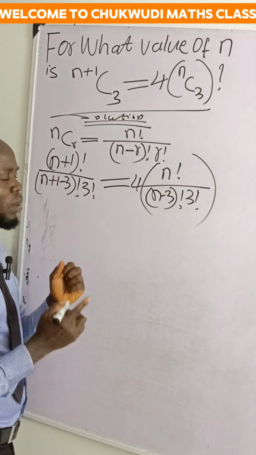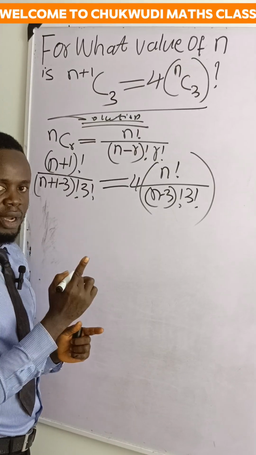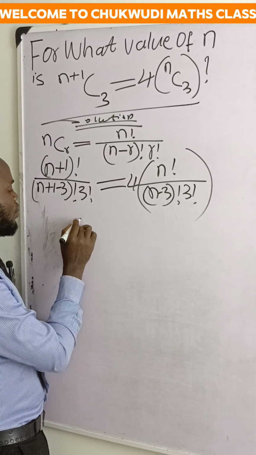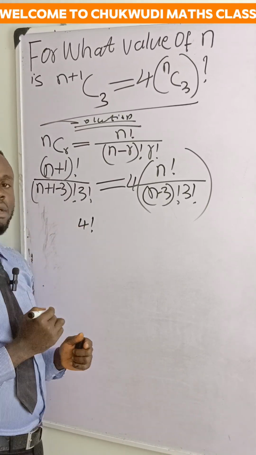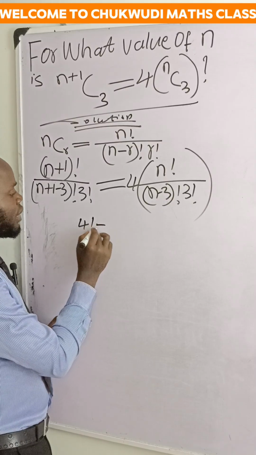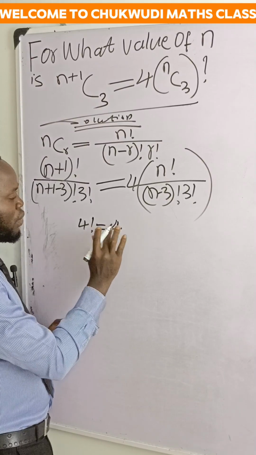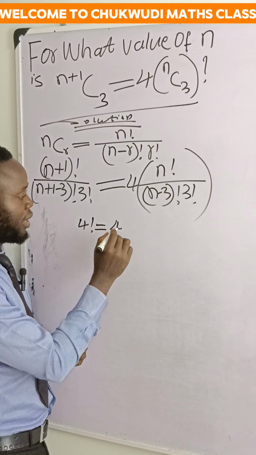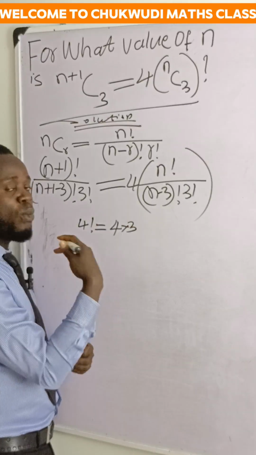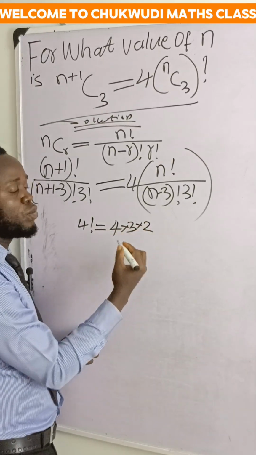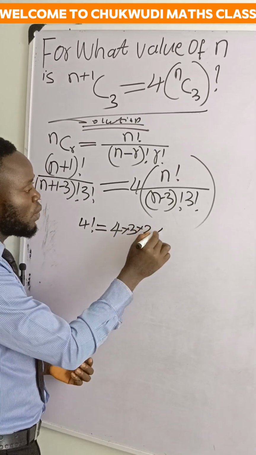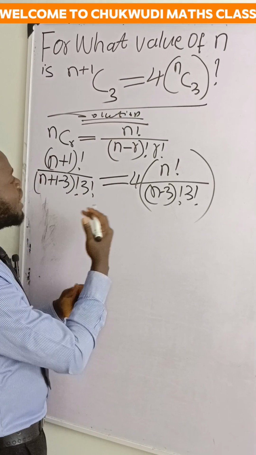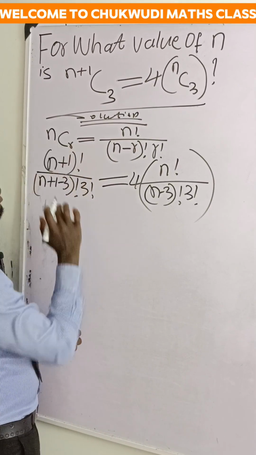Do not forget that if you are talking of factorial, for example 4 factorial, it means you keep 4, remove 1 from 4, it will give you 3, multiply by 3. Remove 1 from 3 to give you 2, multiply by 2. Remove 1 from 2, give you 1, multiply by 1. We are going to apply the same thing here.